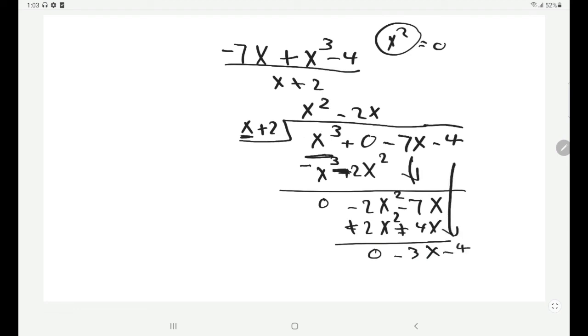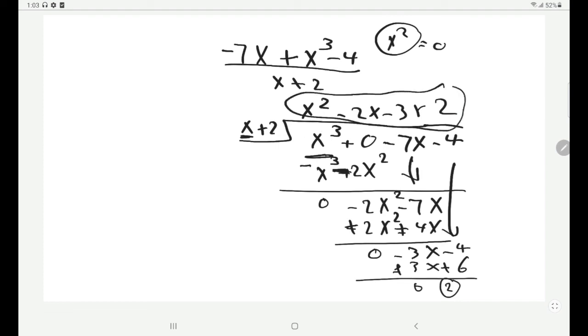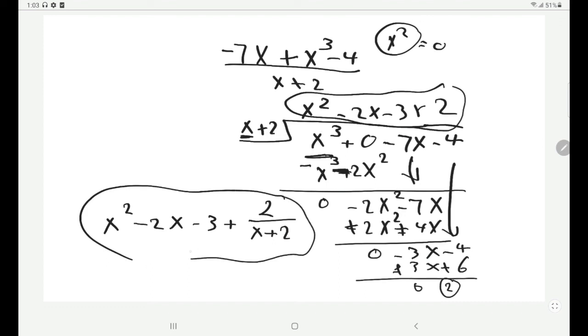Then you do it all over again. Negative 3x divided by x is negative 3. Then negative 3 times x is negative 3x. Negative 3 times 2 is negative 6. Then you change the sign in order to subtract. So this one becomes 0 and this one is 2. So your remainder is 2. And how do we write the final answer? The final answer, we get it from up here. And this final answer goes like x squared minus 2x minus 3, and the remainder is positive 2 over x plus 2. And this is your final answer.